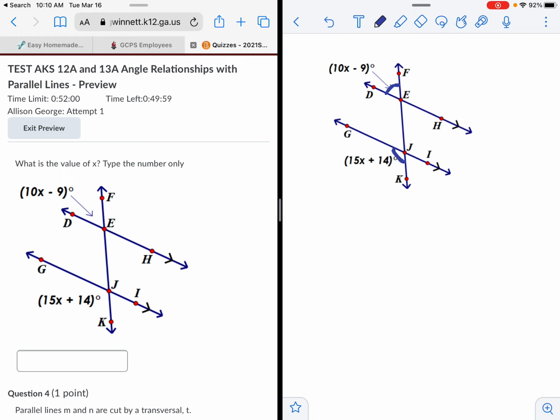And so when I set up my equation, because they are supplementary, I set it up by adding the two expressions, so 10x minus 9 plus 15x plus 14, and setting it equal to 180. Now we have to go into solving. And so the first thing I want to do is simplify by combining like terms. So I have a 10x and a 15x, which is 25x. And then we've got negative 9 and a positive 14. That would get us positive 5.